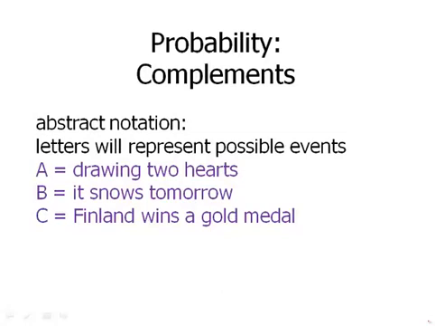So A could be drawing 2 hearts, B could be it snows tomorrow, C it could be Finland wins a gold medal. And of course with each one of these we'd have to specify the kind of situation in which we'd want to know the probability of one of these things to happen.